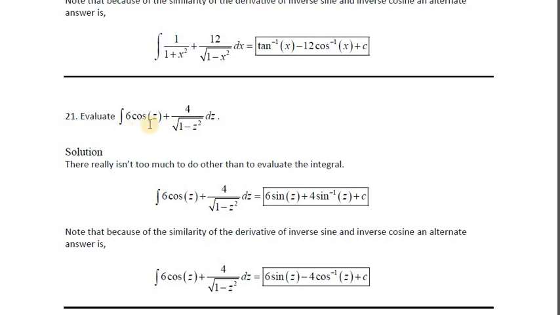So integration of the first plus integration of the second. Integration of the first, 6, constant as it is; integration of cos z is sin z by formula; plus integration of this 4, constant, so 4 remains as it is; so integration of 1 by root over 1 minus z square. This is a standard formula for sine inverse x. Here it is z, so it is sine inverse z. So this is the result: 6 sin z plus 4 sine inverse z plus c.